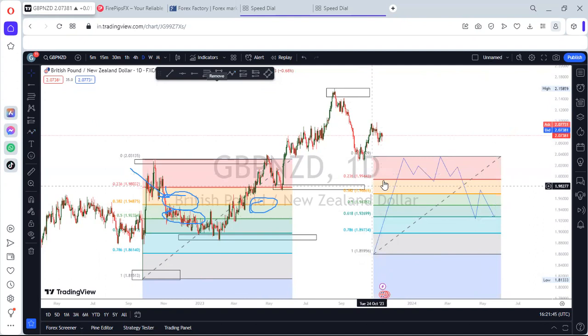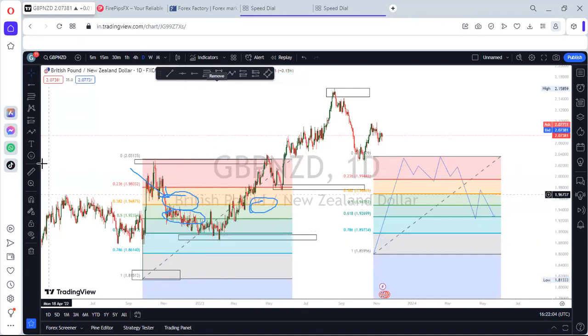So if the market is touching here, it's just 23% of the whole move from the recent low. This is the recent low, this is the recent high. So if the market is coming down to this one, that means it is currently retracing 61%, right? It's retracing down 61%.